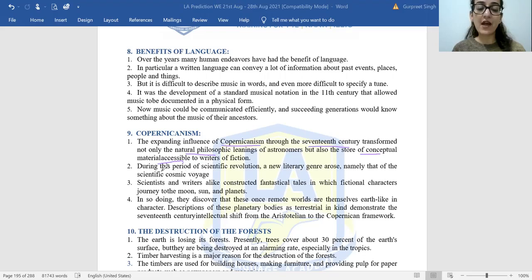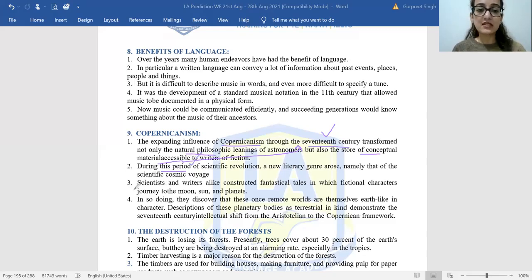The next sentence is during this period. Now, whenever we have a reference to a time period like this period, so what is it related to is this 17th century. During this period of scientific revolution, a new literary genre arose, namely that of the scientific cosmic voyage. Two sentences connected, not on any difficult word or element, just based on 17th century and this period was important.